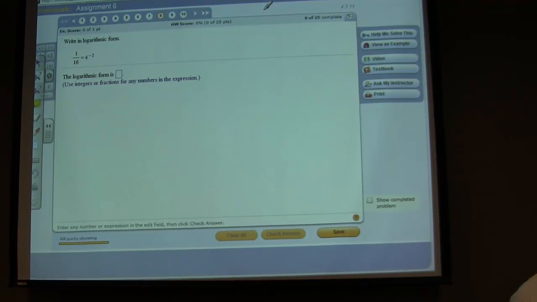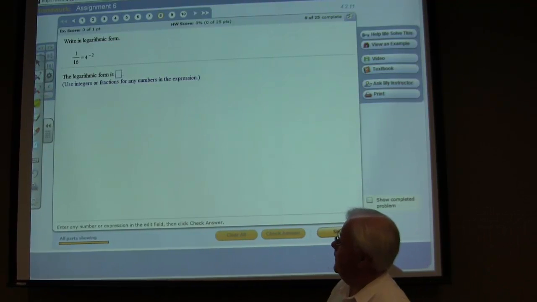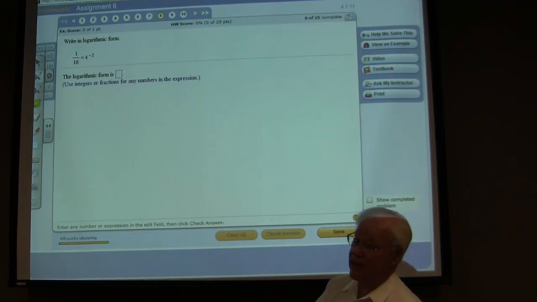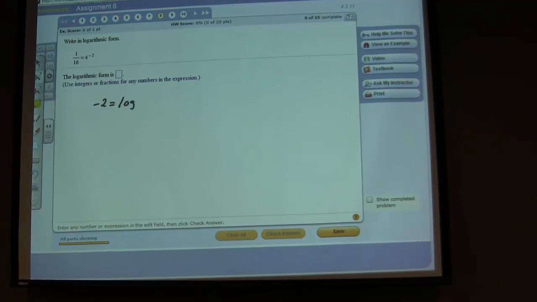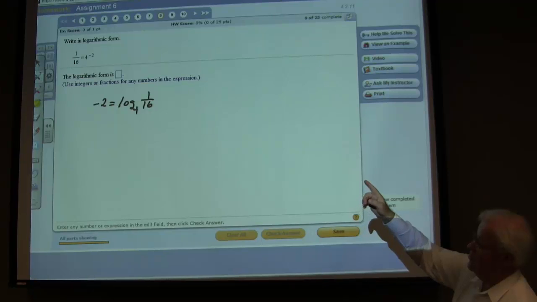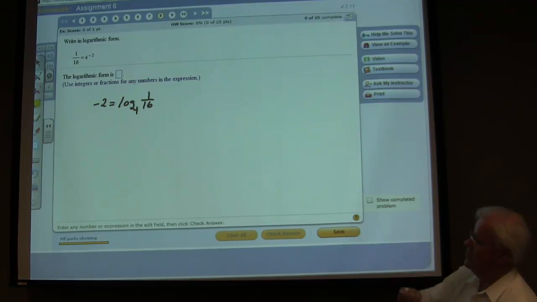Let's take a look at this one, written in logarithmic form. Well, again, what is the exponent up there? What I see is an exponent of -2. So I know that is what belongs on the other side of the equal sign. What's being raised to the -2 power? 4 is being raised to the -2 power, and the resulting number or value is 1/16. And sure enough, that's about right, because 4 to the -2 means 1 over 4 squared, which is 1/16.